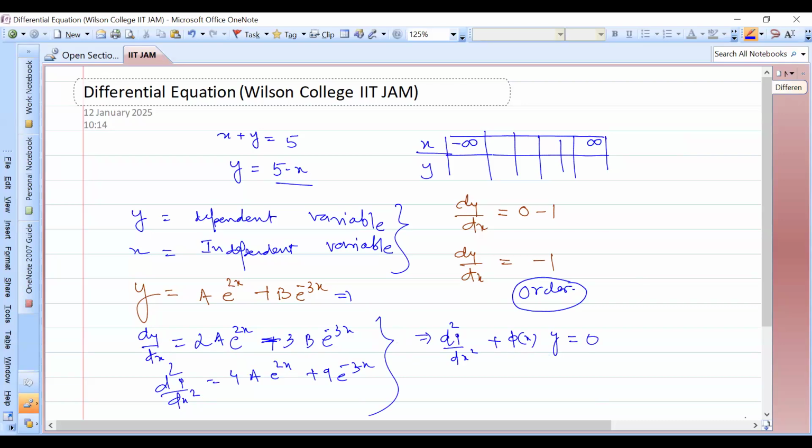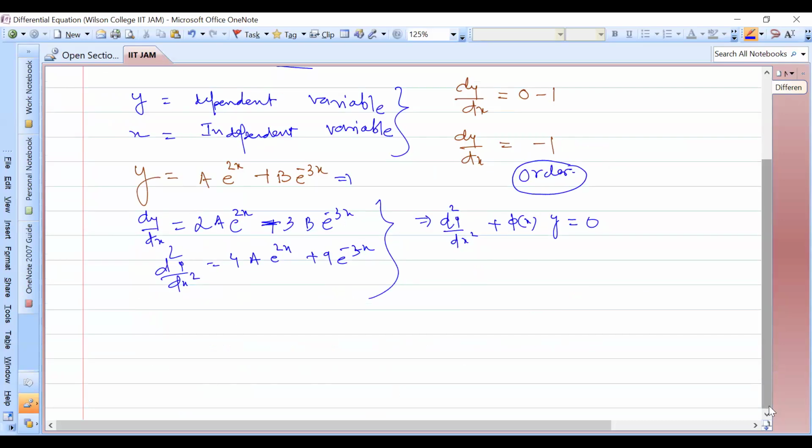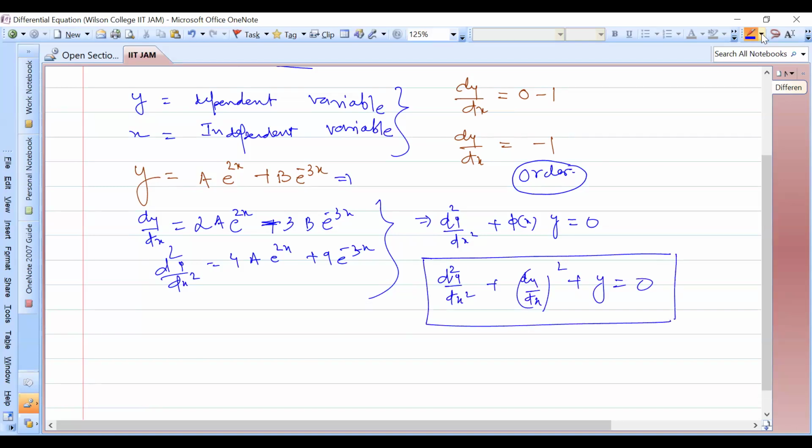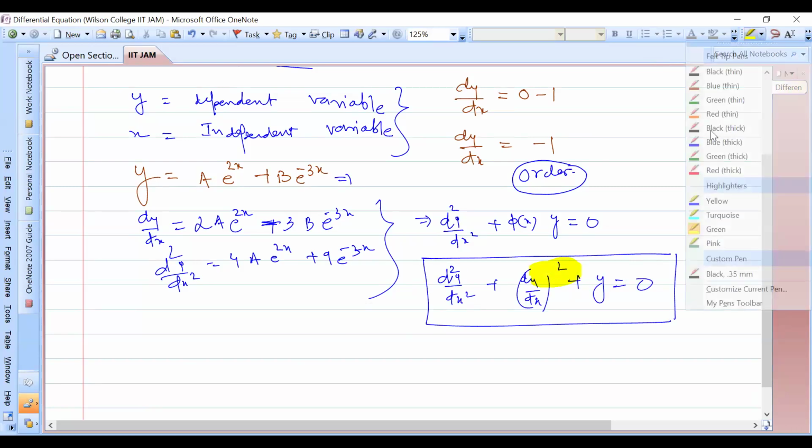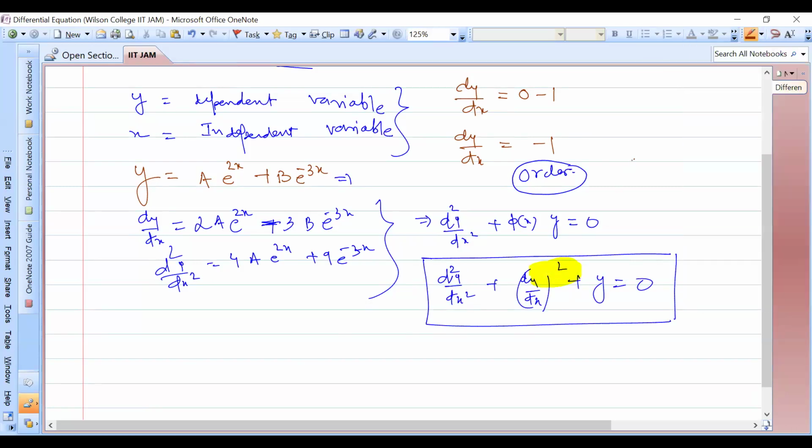Next, if you consider here, what about this? d2y by dx2 plus dy by dx the whole half square plus y equals 0. Is it linear? No, sir. Why? Degree is not one. Yeah, degree. So a new term comes here, that is known as degree. So here order and degree are two things.